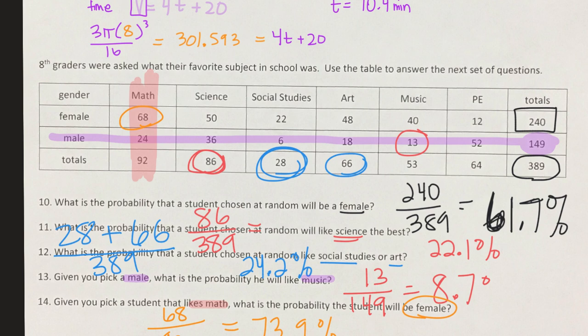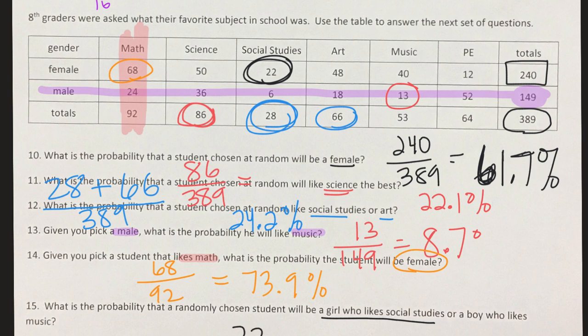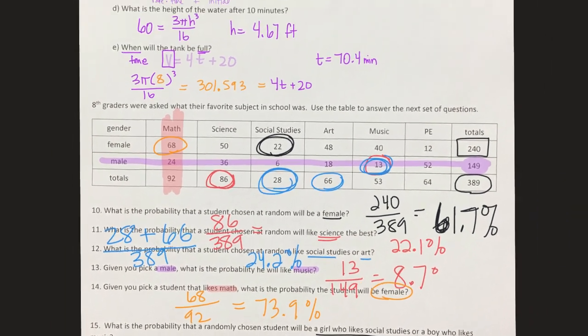And the last one, what's the probability that it would be a girl who likes social studies? So there are 22 girls that like social studies, or a boy who likes music. There are 13 boys who like music. Okay, so these or questions mean we have to add together those quantities of kids before we do our division. So 35 divided by 389 is 9% probability that we'll get a girl who likes social studies or a boy who likes music.